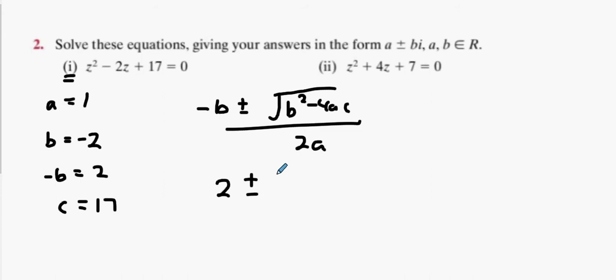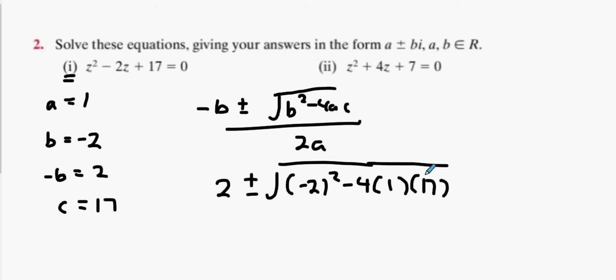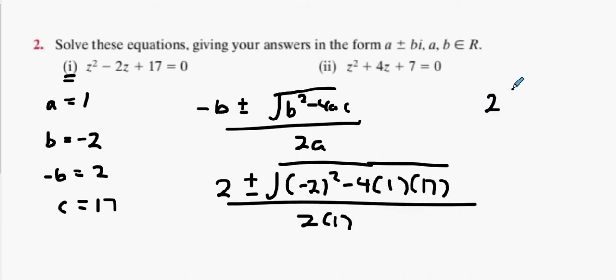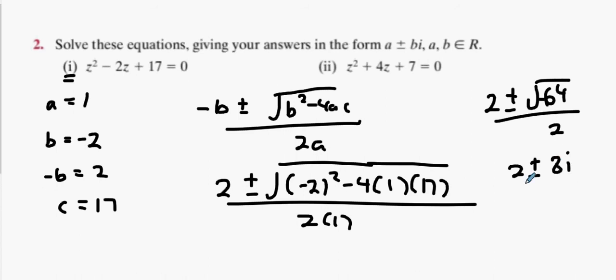Now, plus or minus square root of b squared. b squared is minus 2 squared minus 4 times 1 times 17. I think that's going to be minus 64, is it? So 2 plus or minus the square root of minus 64, divided by 2. 2 plus or minus 8i over 2. Now 1 plus 4i and 1 minus 4i are the roots.